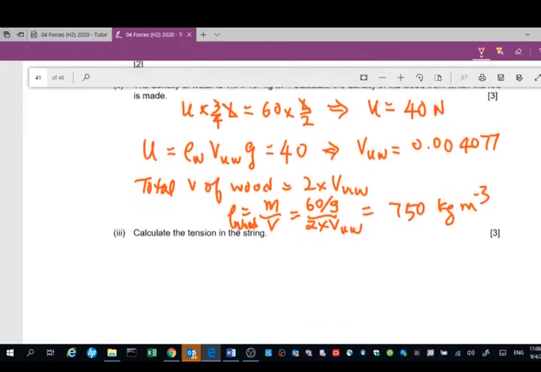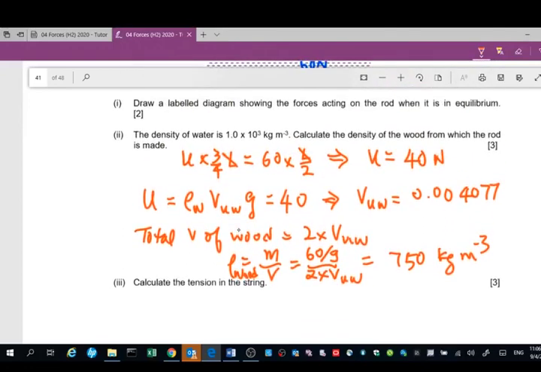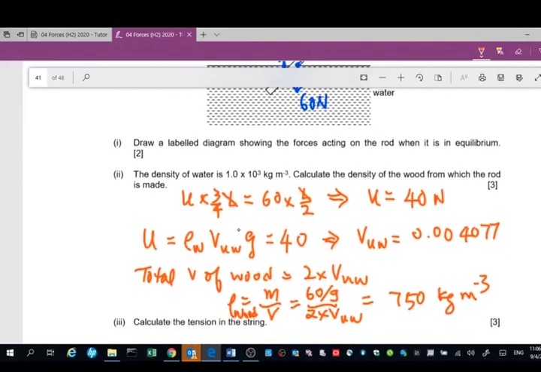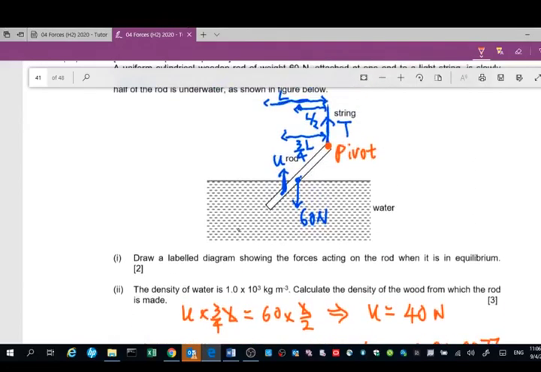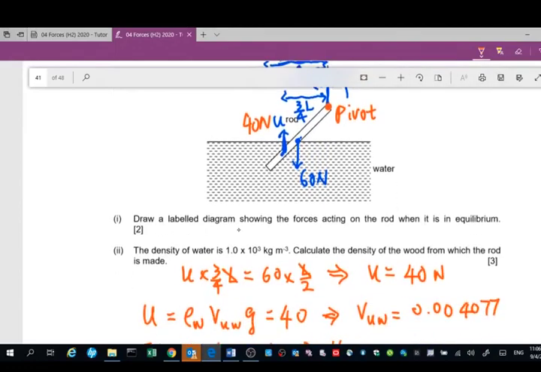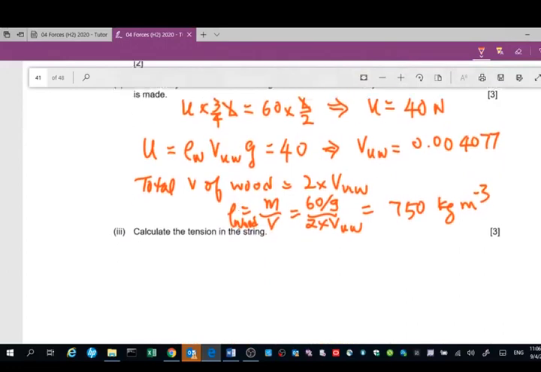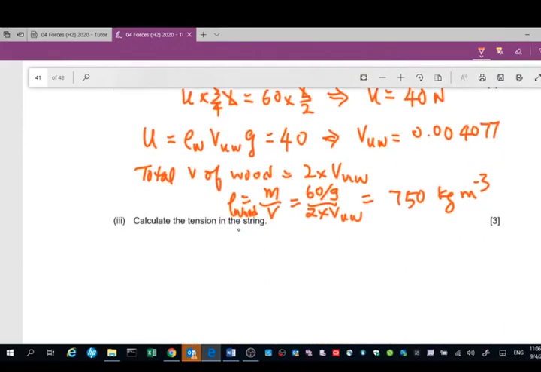Right. Once we have the upthrust value that we know, 40 Newton here, the tension can be easily calculated, right? Because the last part is actually quite straightforward. The upward force plus the upthrust equals the weight, and this is 40, and that is 60 Newton, so T becomes 20 Newton. Okay, so that's all for this question here.